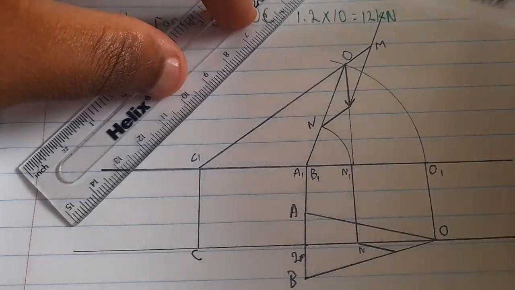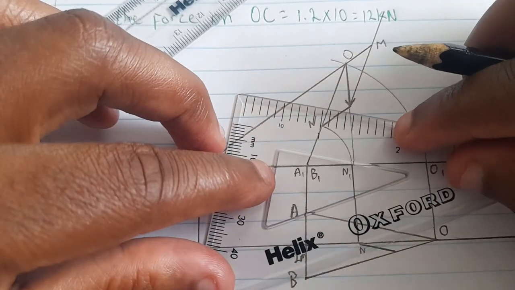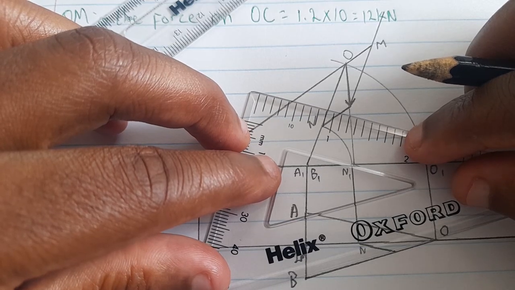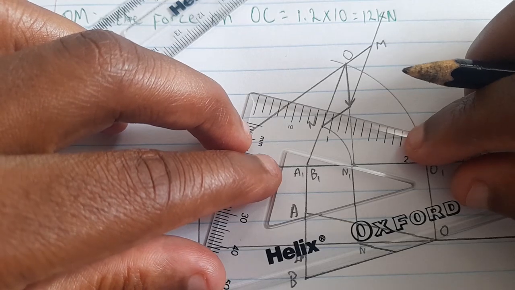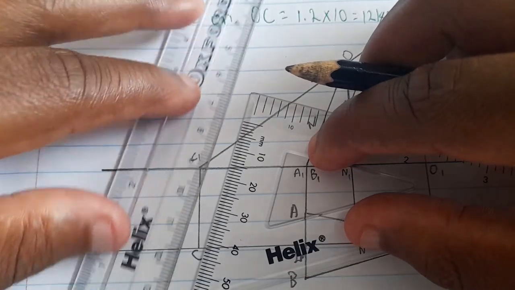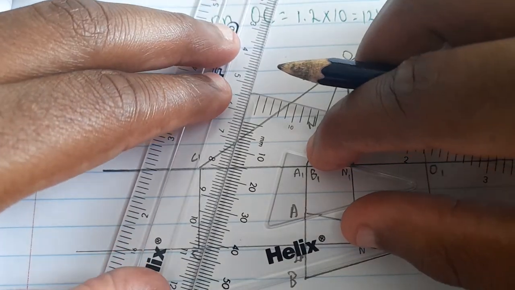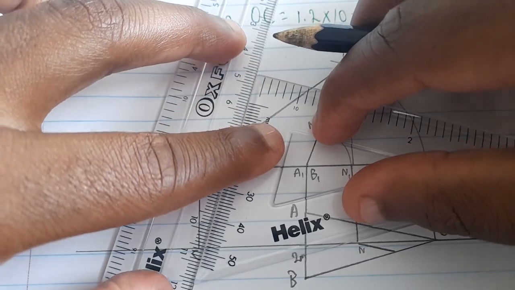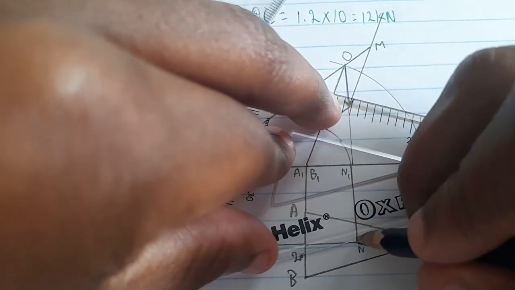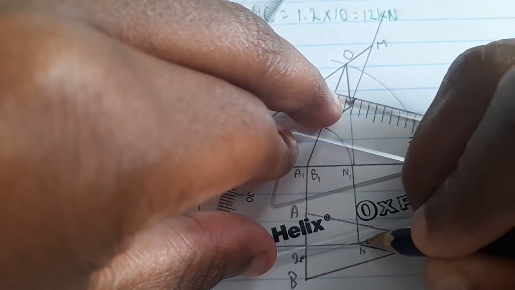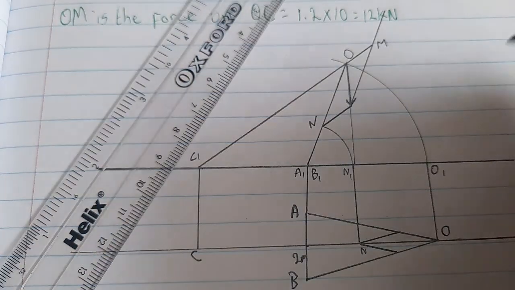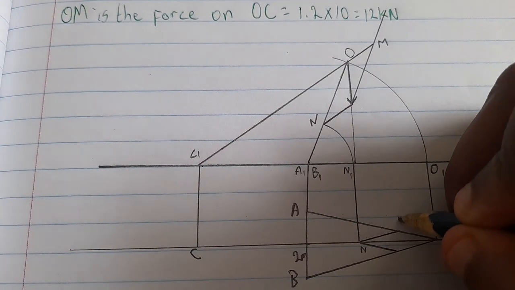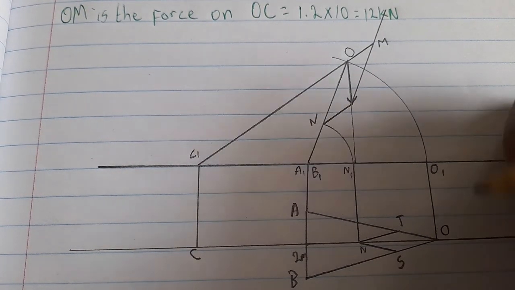Like that. And then the next one is BO. I'll place the long side again on BO perfectly like that. I'll put my ruler again over there. Then I will move it until it hits N. Like that. And then I will draw my line. So I'm gonna call this one, I'll call it T, and that one I'll call it S.